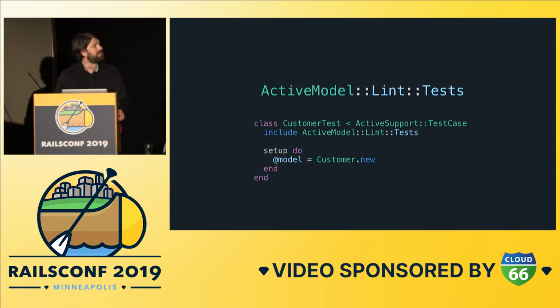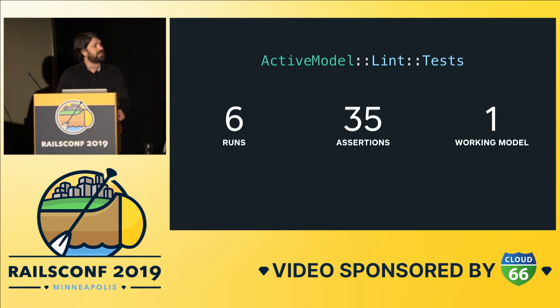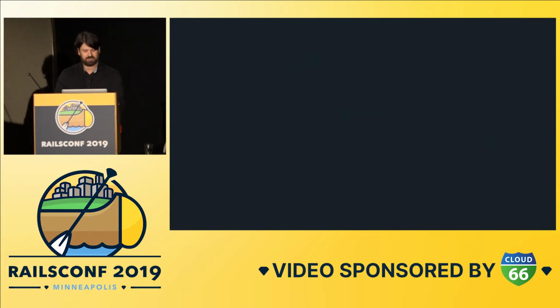So if you set this one instance variable, you get 6 runs, 35 assertions, and it shows you that you have one working model. It passes the Rails model specs. By including ActiveModel::Model, you should get here. So let's try these out.